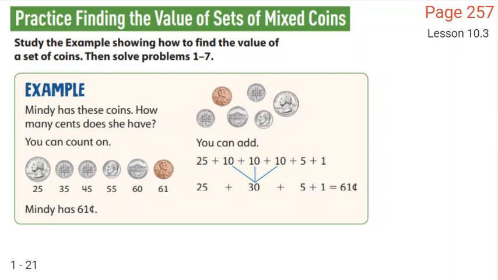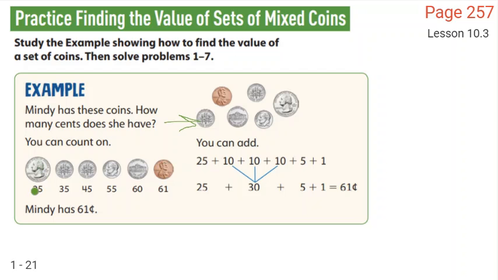Okay, this is where you're going to be practicing finding the value of sets of mixed coins. Let's take a look at this example quickly here. Remember, Mindy has these coins. How many cents does she have? You can count on. You can add. So she has 1 quarter and 3 dimes, 1 nickel and 1 penny.